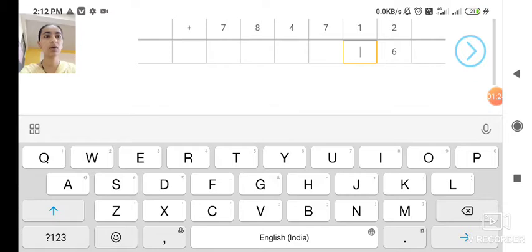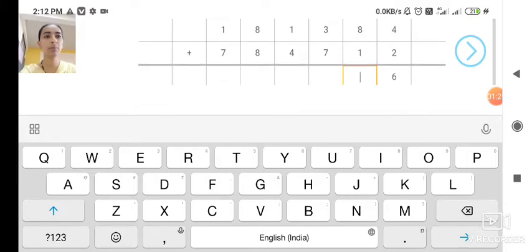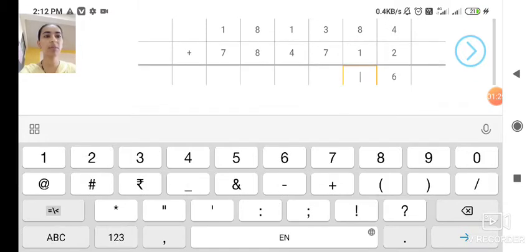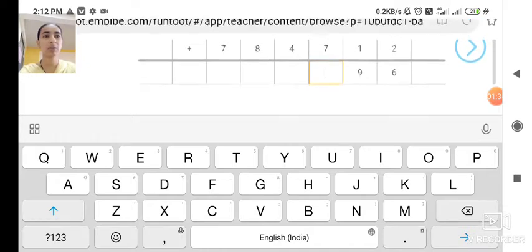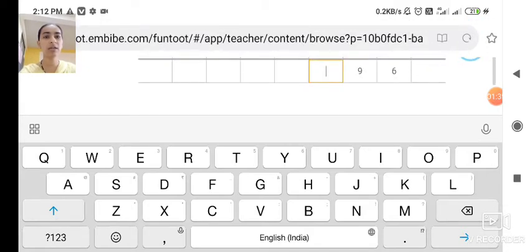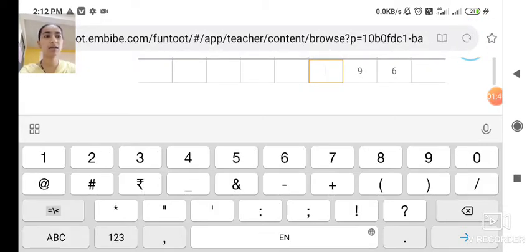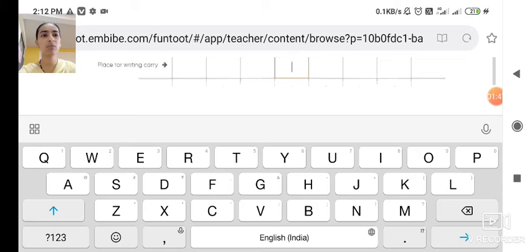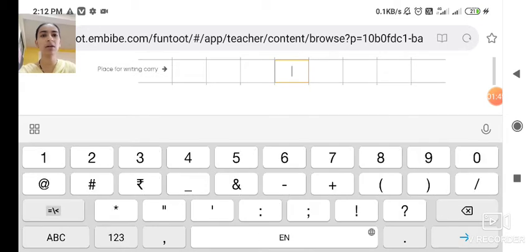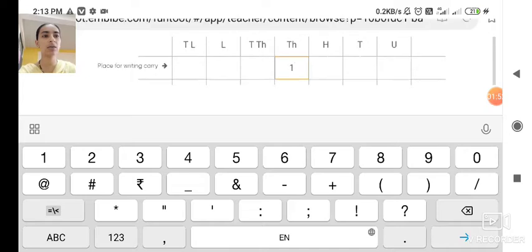Now you have to see the next one. Now 8 plus 1, what will be the answer? 8 plus 1 is 9. Yes, that's correct. Now 3 plus 7, how much is it? 3 plus 7 is 10. But we are writing there 0 and a carryover. What is the carryover? The carryover will be here, that will be the 1. Okay, students, now let's see another one.